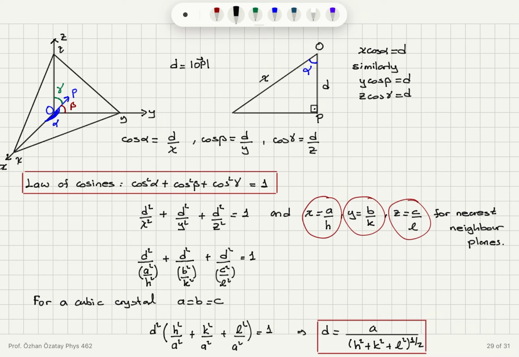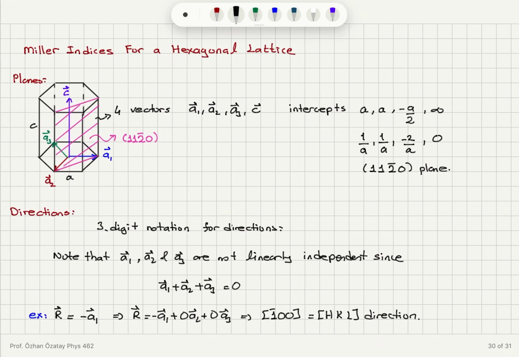Therefore, I find that the distance between two parallel planes is a divided by the square root of h squared plus k squared plus l squared, where a is my lattice constant. So what is this again? It is the distance between two parallel HKL nearest neighbor planes.